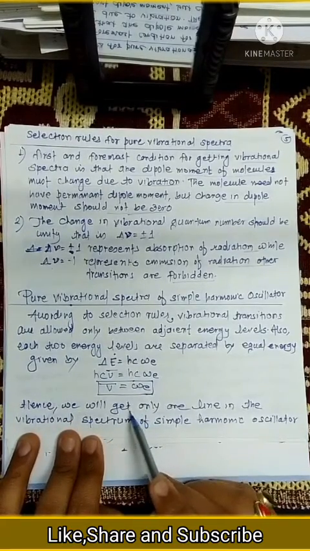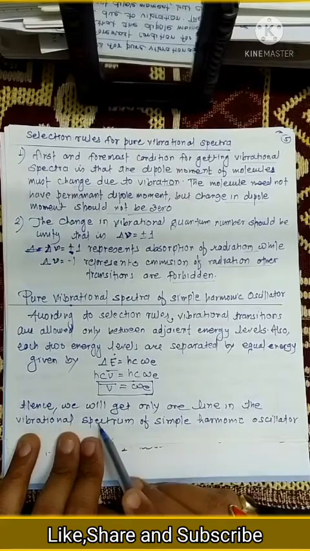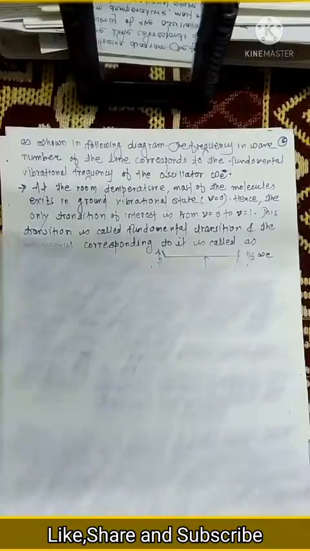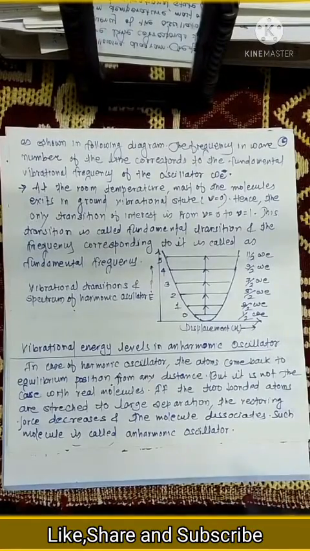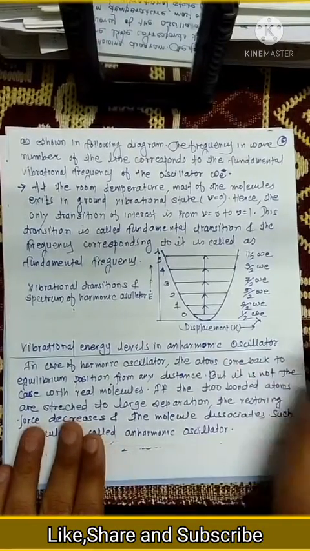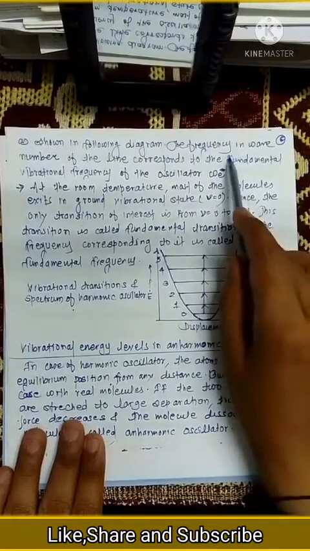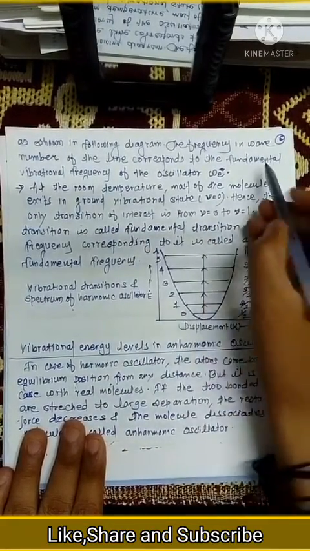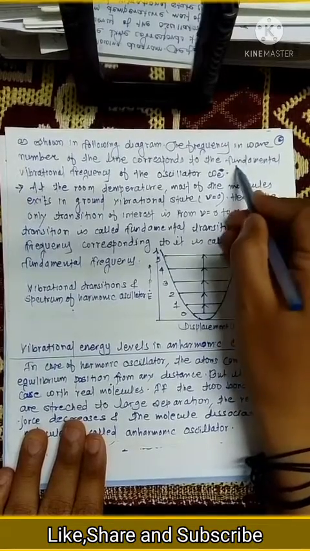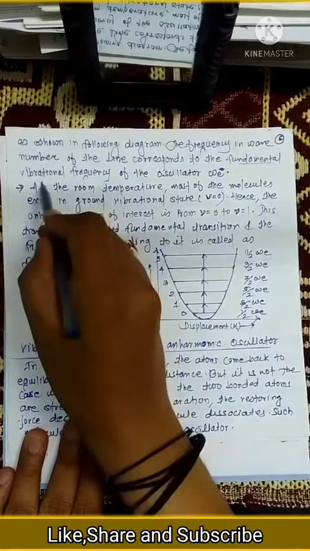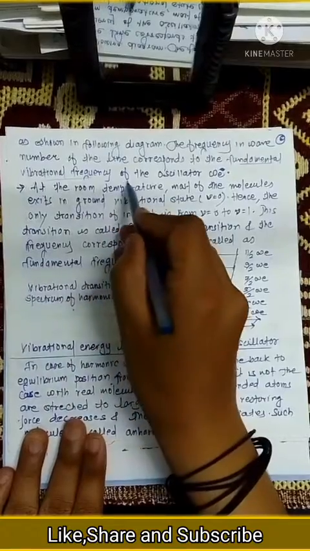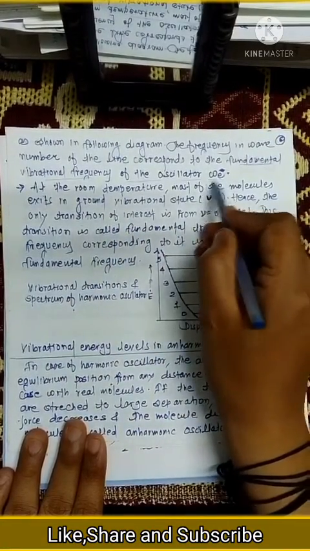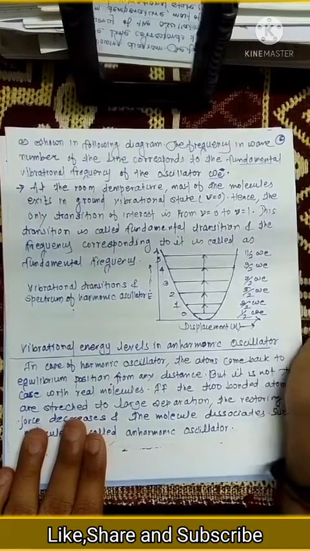Hence we will get only one line in vibrational spectra of simple harmonic oscillator, which is shown in the diagram. The frequency in wave number of the line corresponds to fundamental vibrational frequency. It is important. Fundamental vibrational frequency of oscillator is denoted by ω_e.